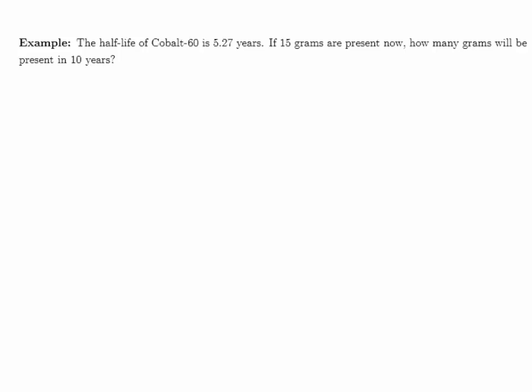This example is going to look at a biology application of exponential functions. In particular, it's going to look at radioactive decay. So we're given the half-life of cobalt-60, which decays radioactively, and we're told that that half-life is 5.27 years.